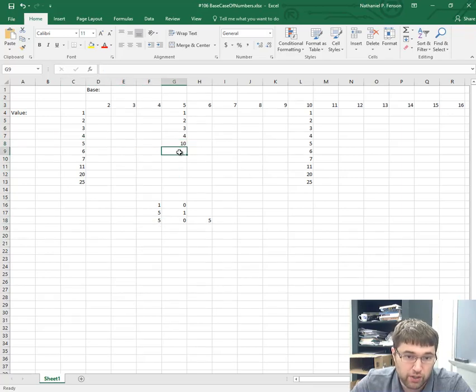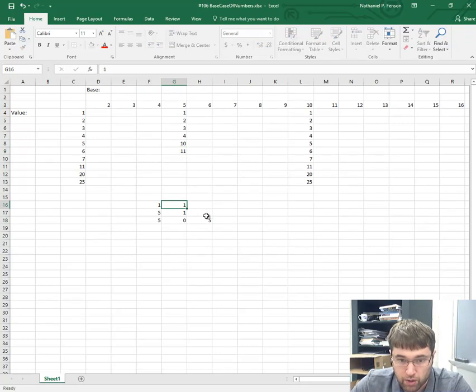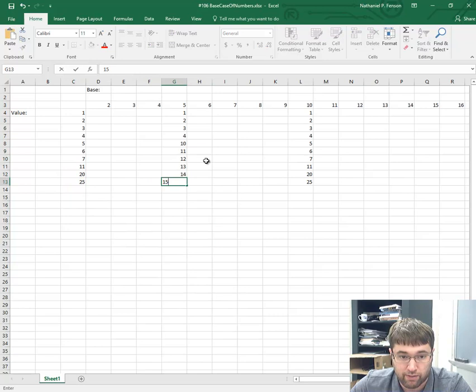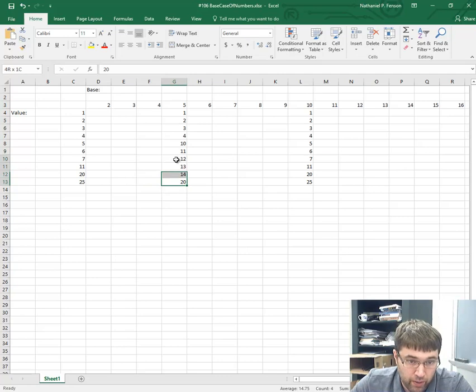So if we were to go 6, it would be 11, because now we're changing this to 1 times 5 is 5, 1 times 1 is 1, 5 plus 1 is 6. If we were to keep on counting here, it would be 12, 13, 14. Wouldn't be 15, because it would be 20, because that would be worth 10. But anyways, once we get up to 7, we've got to jump to 11.